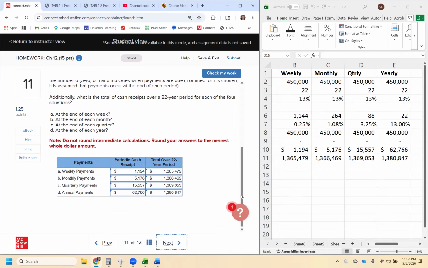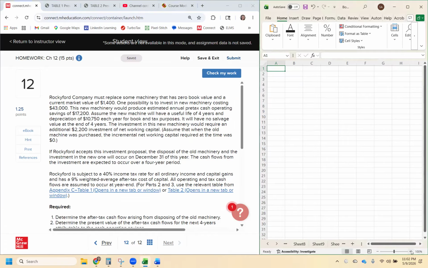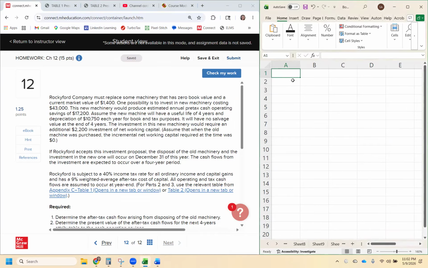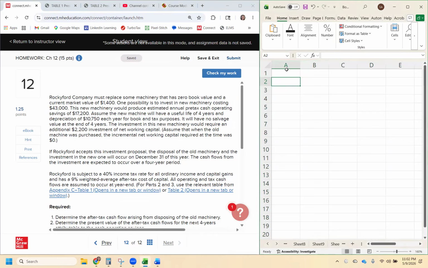Oh, right. Next one. Number 12, Rockyford Company must replace some machinery that has zero book value and a current market value of $1,400. Let me make a new spreadsheet so I can keep track of the information. Okay, so the net book value right now is 0. And the fair market value, FMV, is $1,400.